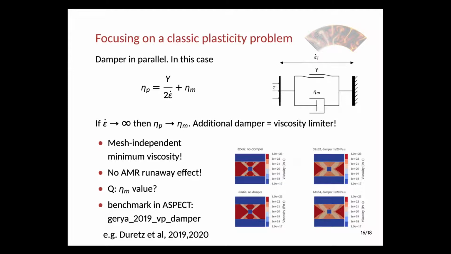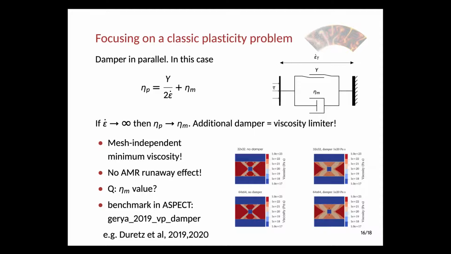And so, as Bob described, one solution is to put a viscous damper in parallel with the plastic element. And then if you do the calculations, you see that the effective viscosity is the same formula as before, but there is this plus eta m. And you see right away that if your strain rate becomes infinite, so very large, then your viscosity no more goes to 0, but actually goes to eta m. So effectively, your additional damper is a viscosity limiter. And it applies only to the plastic bit, right? There is another viscosity limiter, like Bob showed, for the whole assembly, but this one is specific to the plastic bit. So we have a mesh independent minimum viscosity.